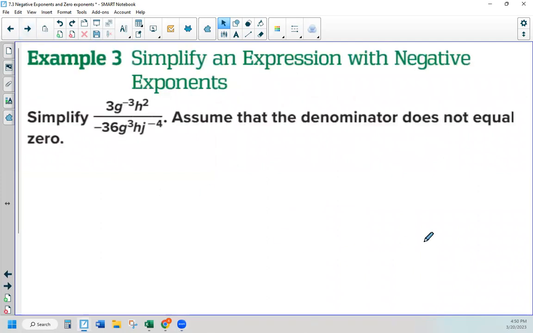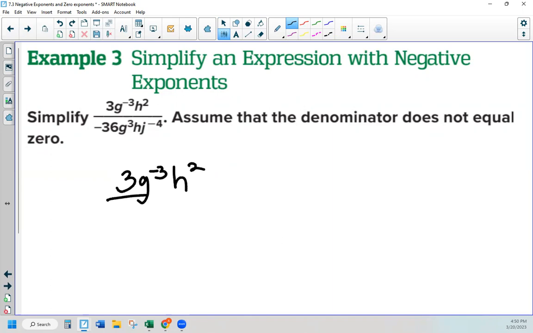Example number 3. Let's see what we got. All right, so for this one, simplify an expression with negative exponents. I do challenge you. See if you can pause it right now and try it on your own. All right, so we got 3 g to the negative 3rd, h to the 2nd power, over negative 36 g to the 3rd, h, j to the negative 4th.